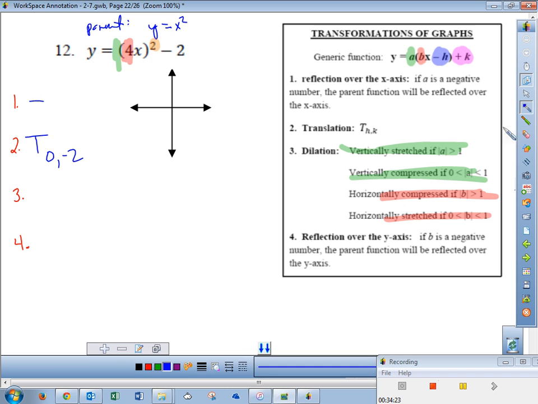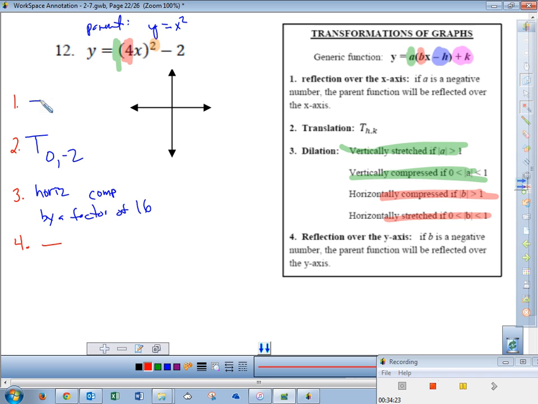4 squared is 16. So this got horizontally compressed by a factor of 16. That's the tricky part. If you had 4, can't blame you. Right? We didn't talk about that yet. Horizontally compressed by a factor of 16. And then finally, did he get reflected over the y-axis? Even though that's 4, we just look at it and see if it's negative. If it's not negative, it didn't happen. We're cool with that.